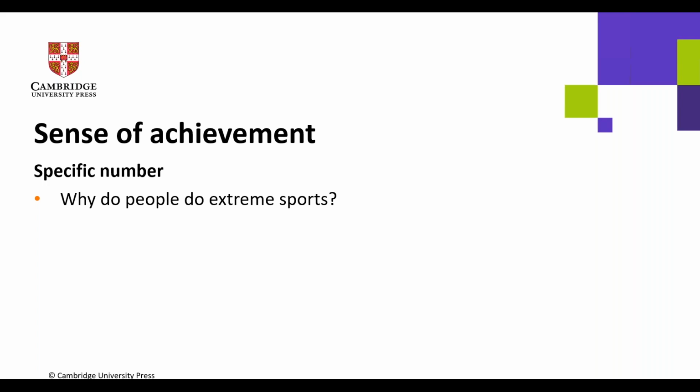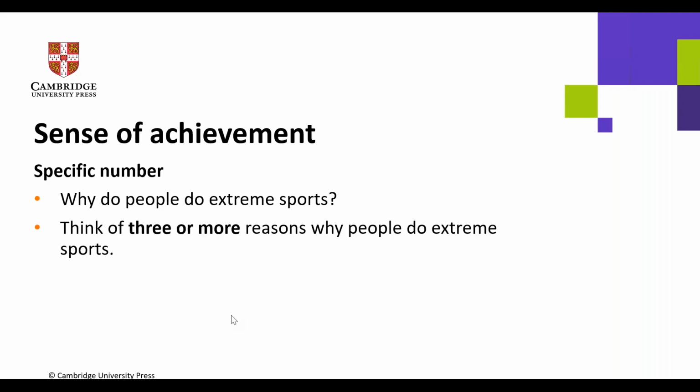So if we add a specific number to that question and change it here into a statement, so we've got think of 3 or more reasons why people do extreme sports. We are encouraging them to interact with either by themselves or with another person, and to give them a sense of achievement when they have actually thought of 3 reasons. So we don't want to make that number too high. It's got to be achievable. But if we add the or more to that task, we're also not restricting the more able learners. So if they can think of more reasons, then they're able to do that, and they're still achieving the task with however many reasons they come up with.